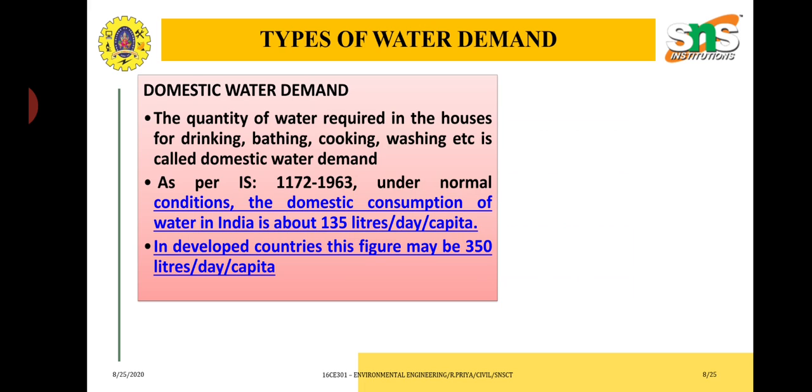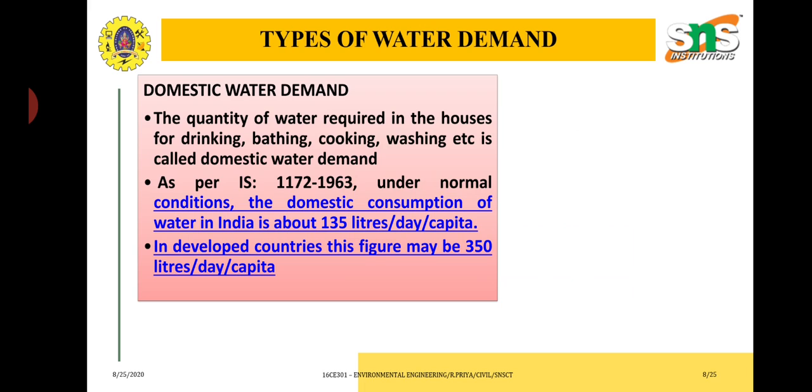So this is known as domestic water demand. As per IS 1172/1963, under normal conditions the domestic consumption of water in India is about 135 liters per day per capita. In developed countries, this per capita figure may be higher, up to 350 liters per day per capita. So please mark this IS code.